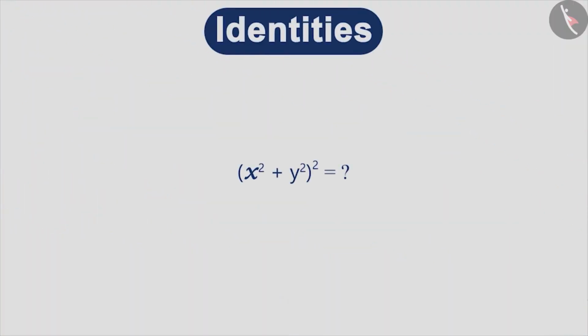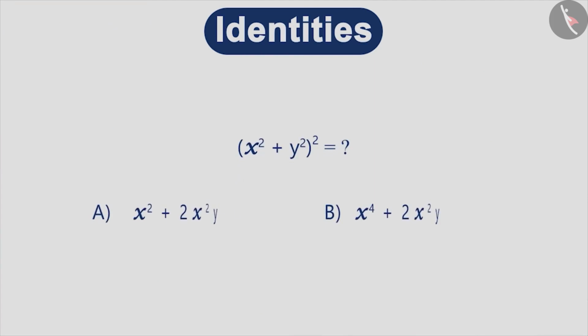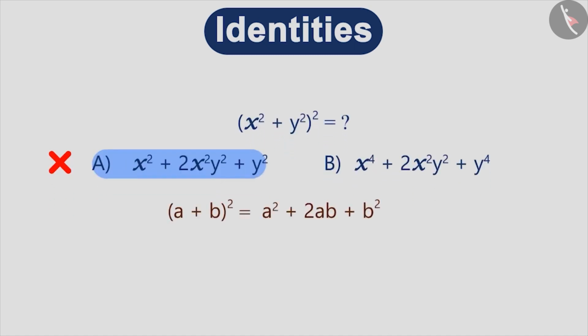What is the value of (x² + y²)² ? Which option is right? Most of us think that option A is correct. But this is an incorrect answer. While solving this, we think that x and y are already squared. So according to this identity, we write the answer as x² + 2x²y² + y². But notice that here a should be x² but not x. Similarly, b should be y² but not y.